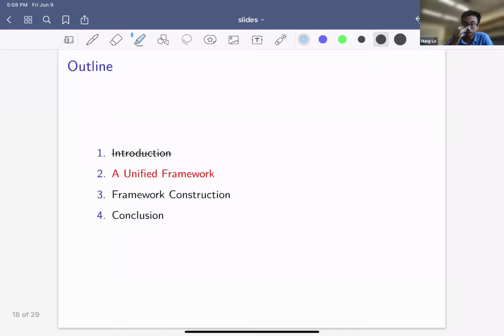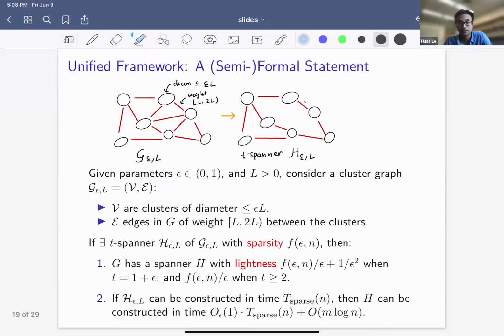Okay, so what does our framework look like? Here's a semi-formal statement, but there are more subtleties involved, which I recommend you look at in the paper. What I present here is a somewhat inaccurate version of our unified framework, but it does convey the main idea of the framework.